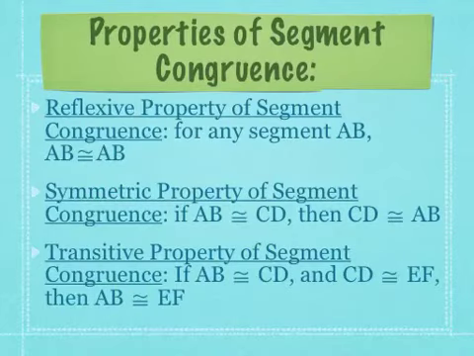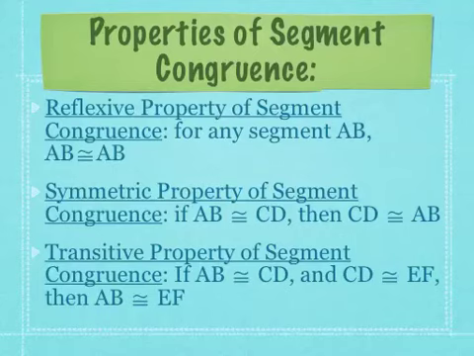Properties of segment congruence are the reflexive property of segment congruence, which says that for any segment AB, AB is congruent to AB, or for any segment, it is going to be congruent to itself. You've seen the reflexive property before with just variables, but now we can say that it is true for segments also. The symmetric property of segment congruence says that if AB is congruent to CD, then CD is congruent to AB. So it doesn't matter what order you write them, they are still congruent to each other.